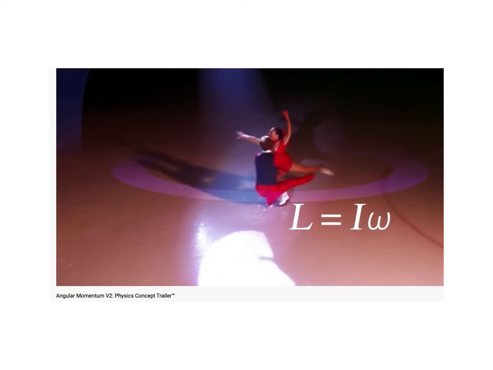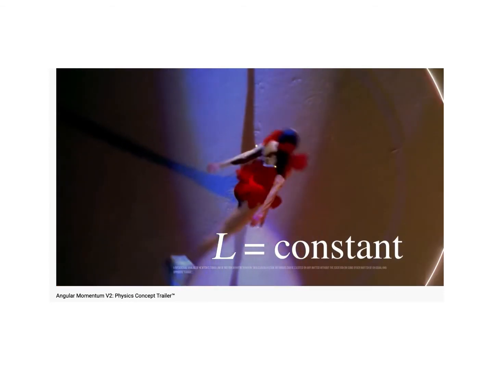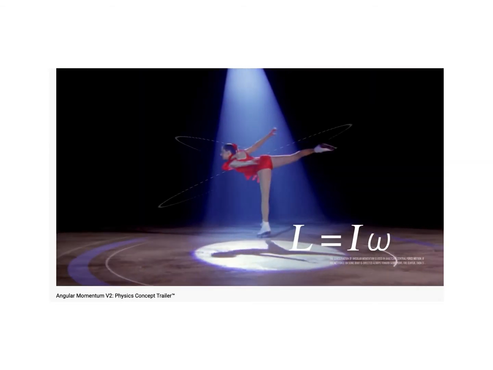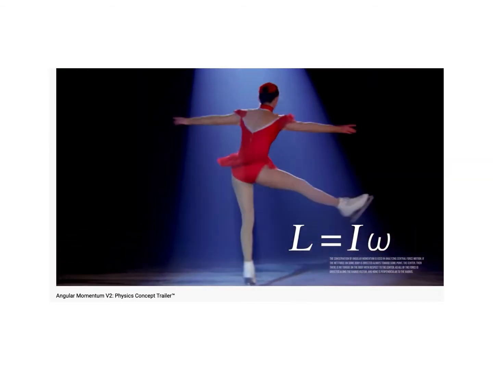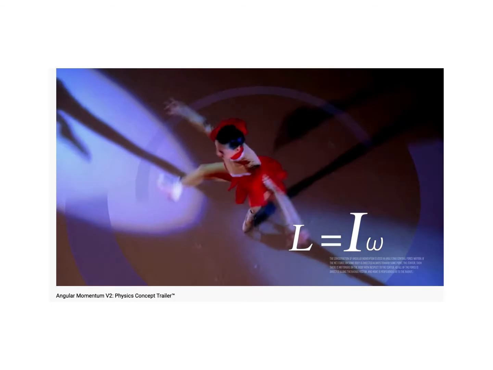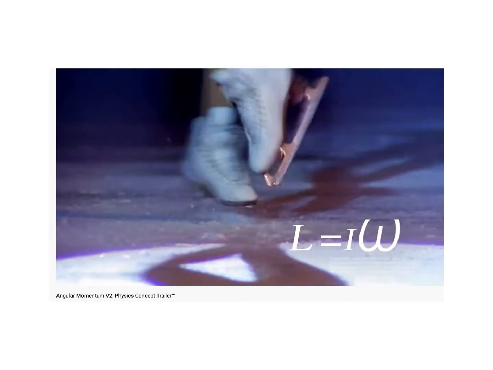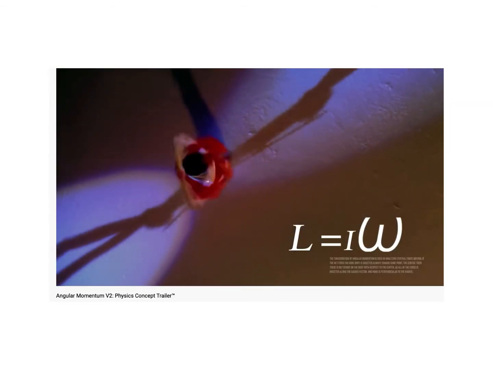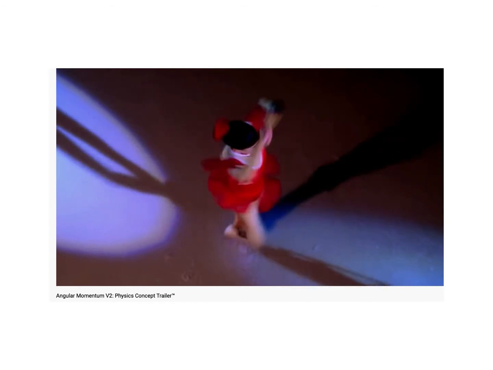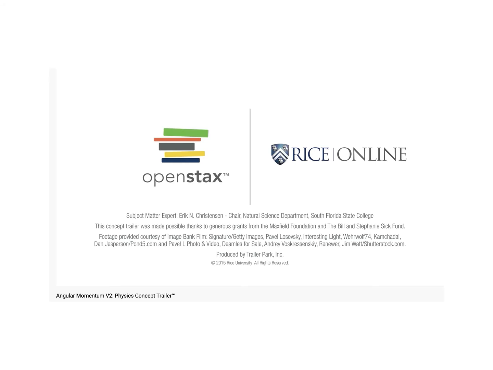Angular momentum is the product of a skater's moment of inertia and angular velocity and is represented by the letter L. When the skater is rotating with no net external torque acting on her, angular momentum is conserved. With her arms and leg outward, she increases her moment of inertia, which reduces her angular velocity. As she pulls her arms and leg inward, she is able to spin faster since her angular velocity increases while her moment of inertia decreases. And this is how skaters become champions. Yes, angular momentum, how skaters become champions.